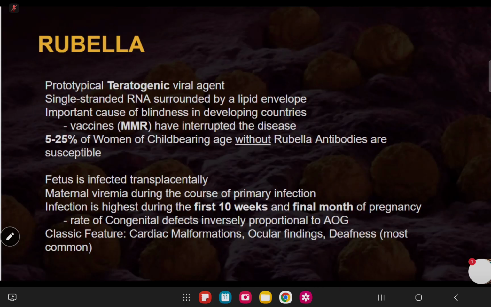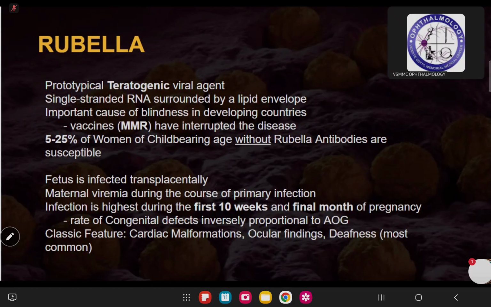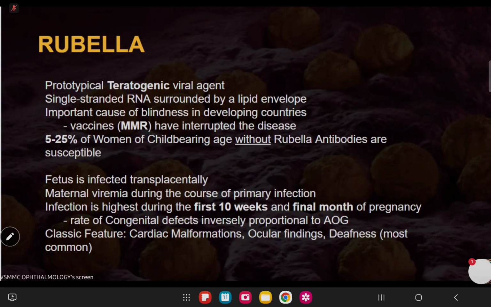So the fetus is infected transplacentally, maternal viremia during the course of primary infection. Infection is highest during the first 10 weeks and final month of pregnancy. Rate of congenital defects inversely proportional to the age of gestation. The classic feature would be there would be cardiac malformations, ocular findings, deafness. So those three are the highlights of the hallmarks of your rubella infection.